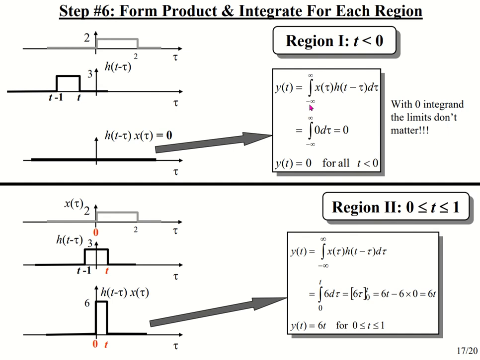We are going to also change the limit from minus infinity to 0. For minus infinity to 0, the overlap will be 0, always 0, and that is why we are going to get y(t) as 0.